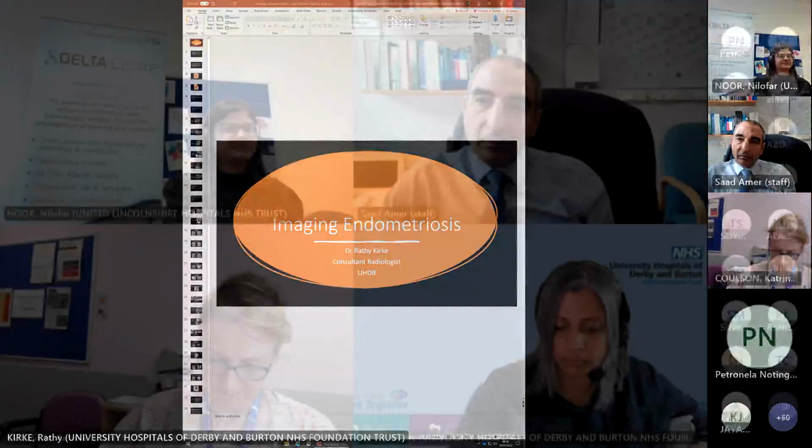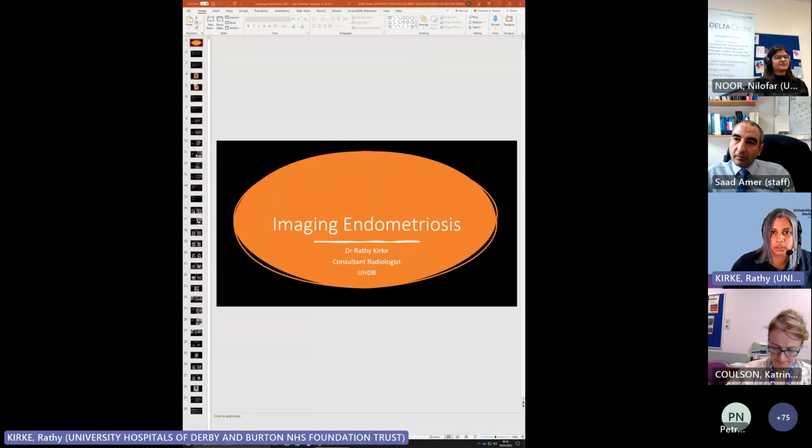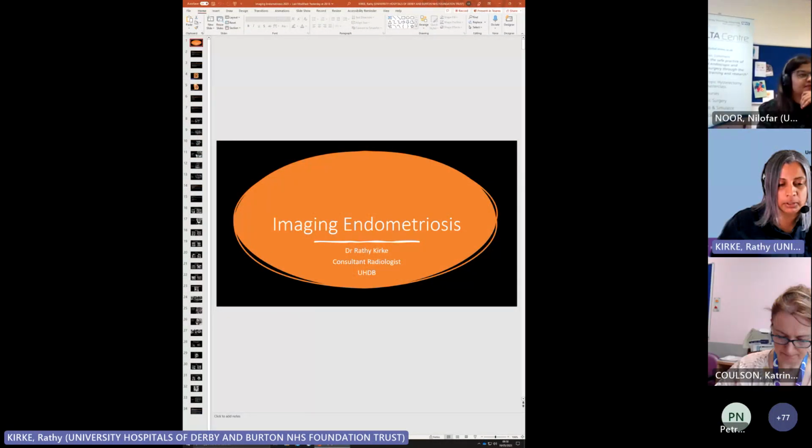Let me share my screen on what endometriosis looks like, both on CT and on MRI and on ultrasound. CT, obviously, I'm not going to go into because that's something we've just started working on more recently.